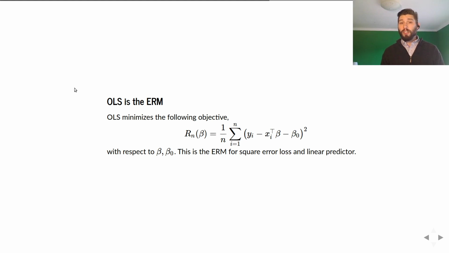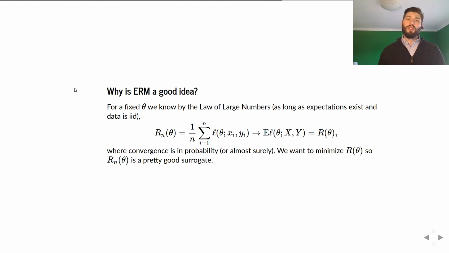So ordinary least squares fits within this empirical risk minimization framework. It's empirical risk minimization for square error loss and linear predictor. Okay. So why is empirical risk minimization a good idea?